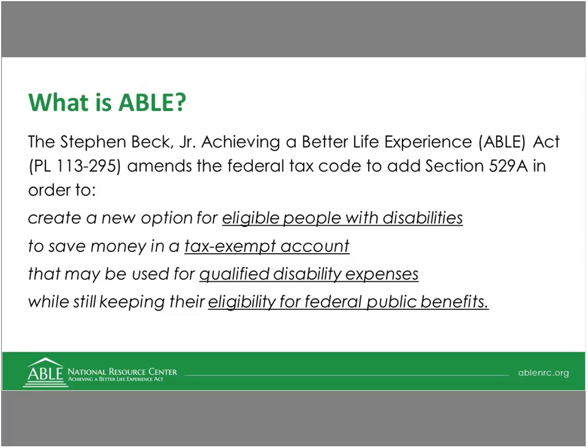So these ABLE accounts, what they do in their most basic sense is they create a new option for eligible people with disabilities to save money in a tax-exempt account that may be used for qualified disability expenses, while at the same time protecting their eligibility for federal public benefits. You'll note that those different things that are underlined on this slide, we're going to dig into those because obviously the definitions of those and what those mean are of particular interest and very important to being involved in ABLE accounts and ABLE programs.